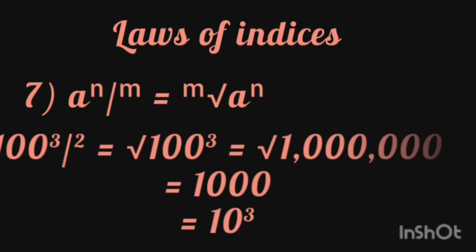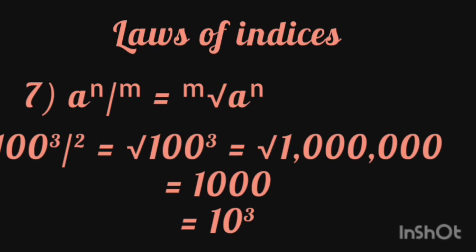Now the last example we are going to be seeing is 100 raised to the power 3 all over 2, which is the same thing as the square root of 100 cubed. 100 cubed is 1 million. That's 100 times 100 times 100, which will give you 1 million.